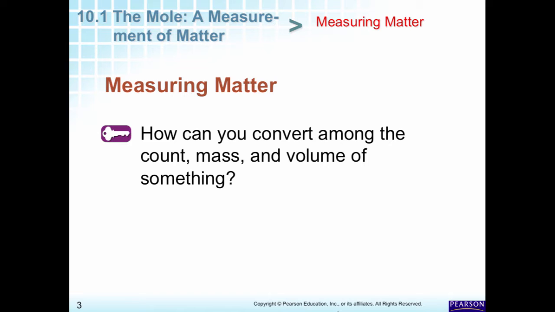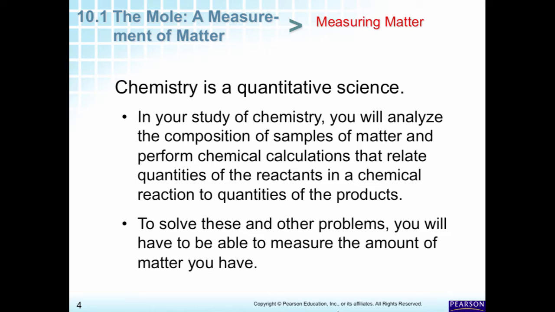So we know that chemistry is a quantitative science. Quantitative means it has to do with numbers. Qualitative means it has to do with characteristics, like if it's red or blue or green, that would be qualitative. Quantitative, however, means 5 grams, 10 grams. It's an amount of something. So in chemistry, we analyze what makes something up. So we want to know percentages. We want to know grams, things like that.